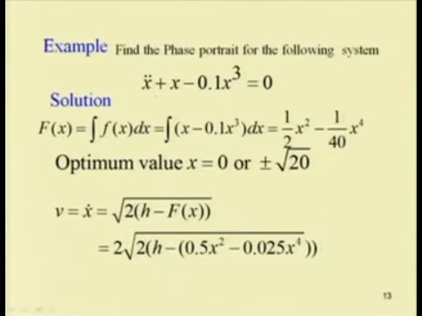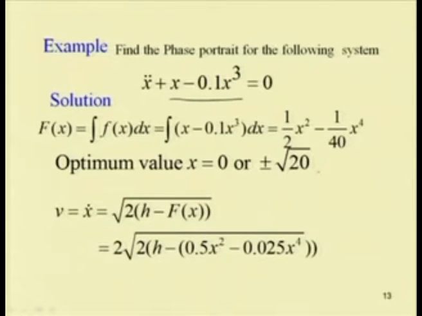We have to find the phase portrait for the system given by x double dot plus x minus 0.1 x cubed equal to 0. So, in this case, my small f(x) is equal to x minus 0.1 x cubed. So, this capital F(x), that is the potential function, can be written as the integration of f(x) dx. So, it is the integration of x minus 0.1 x cubed dx. So, this is equal to half x squared minus 1 by 40 x to the fourth. So, the optimum values can be obtained by setting the derivative equal to 0.